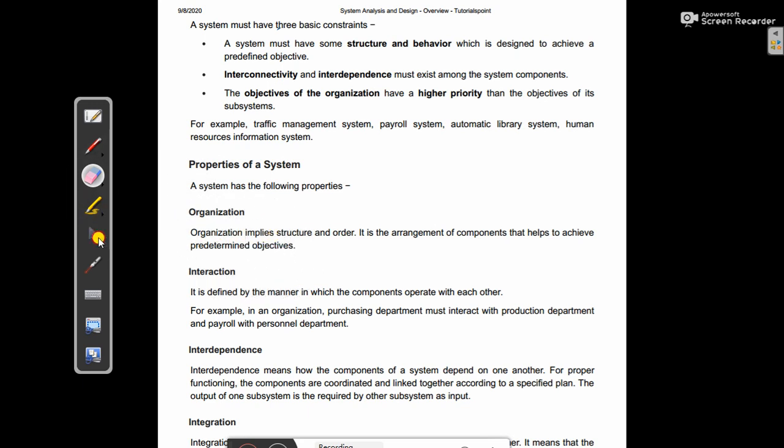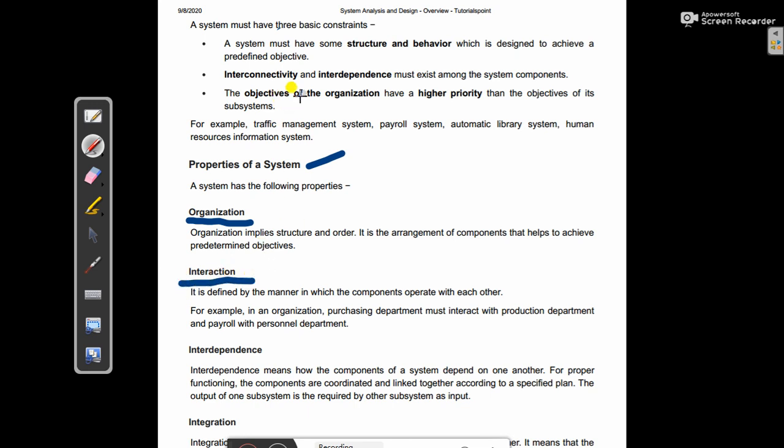And more than this, there exist some properties of a system. It means the properties like how they are organized, how they are structured, whether the system is structured well enough or not, because we need to achieve the predetermined objectives, we need to achieve the goal, we need to give the desired output of a system.